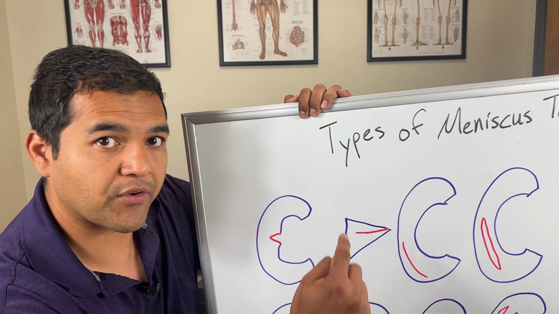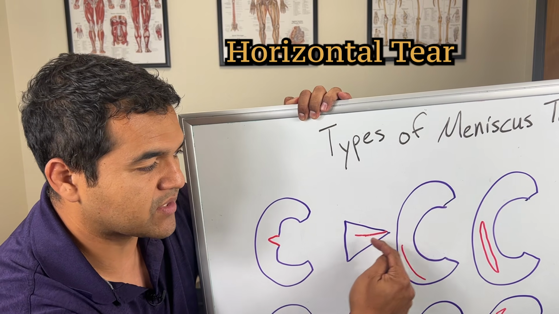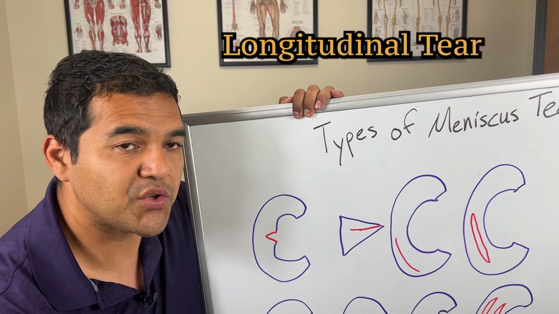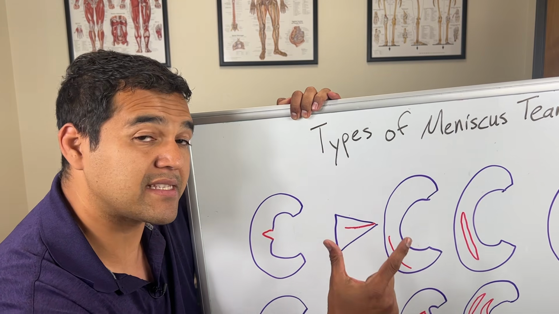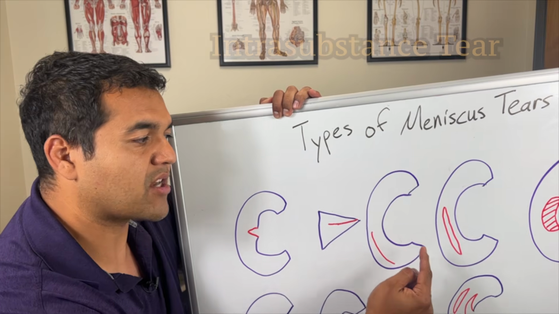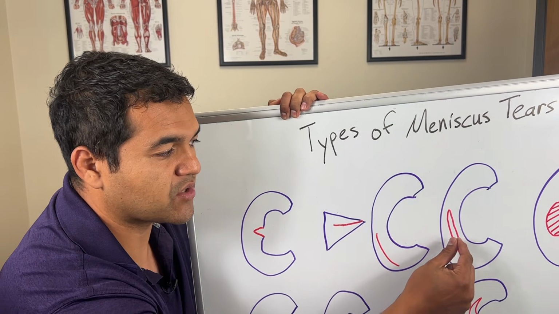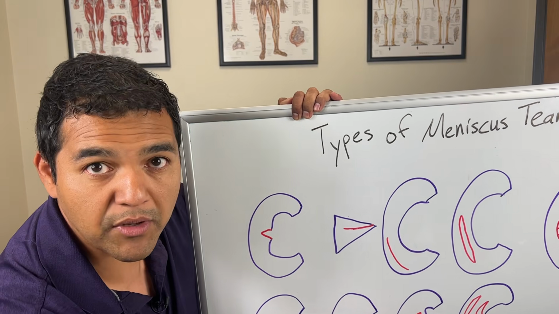Here you're looking at it from front to back. Remember, it's a wedge triangle shape. This is called a horizontal tear, where the tear has gone inwards this way. And here we have a longitudinal tear, where the tear is in the middle of the meniscus, but hasn't separated yet. That comes next. This is called an intrasubstance tear. And this is where the longitudinal tear starts to separate out a little bit, and it eventually progresses to this one down here. More on that one in just a moment.